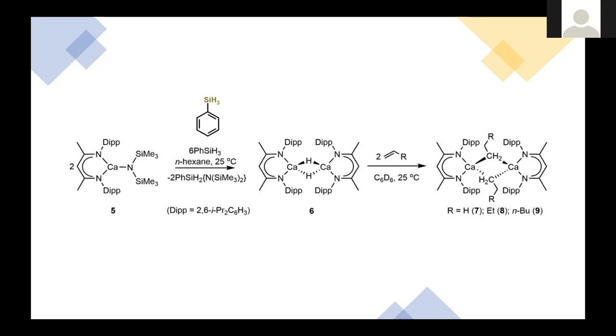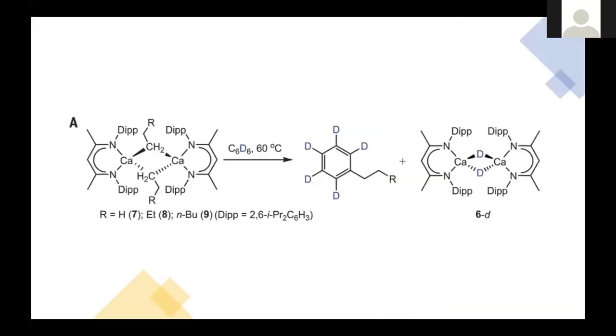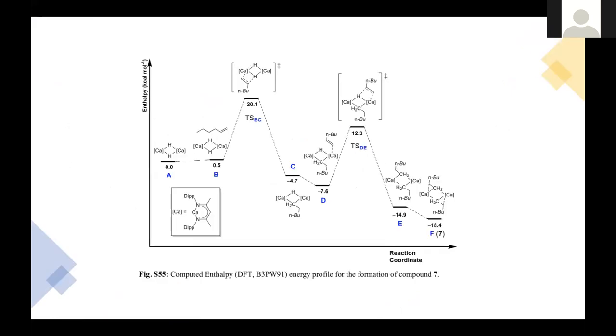And then because they realized that there was this potential, they studied 8 and 9 with D6 benzene, deuterated benzene, at 60 degrees Celsius over 16 hours, which resulted in N-butyl and N-hexyl benzene. So I wanted to just kind of go back.